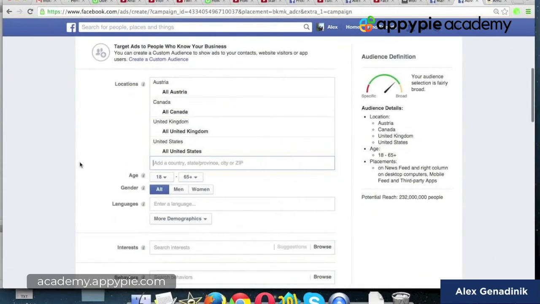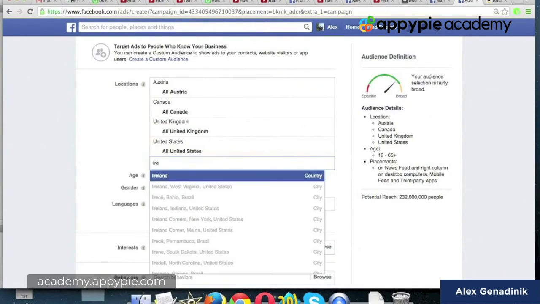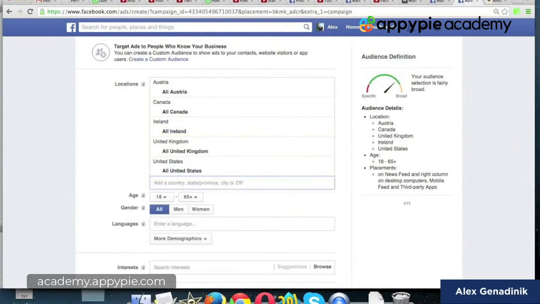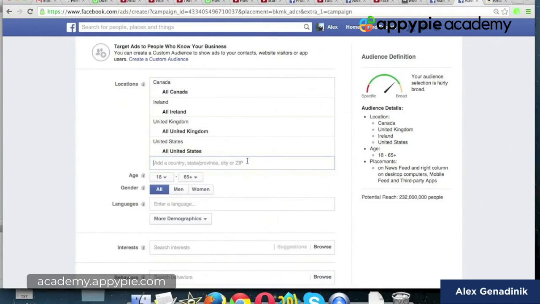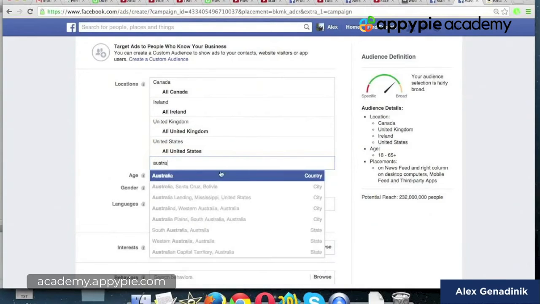I don't want any other country. Other European countries have English as their second language, and maybe Ireland could be, but I think we're good here. Generally, these four. I chose Austria instead of Australia. Did you see me? Australia.